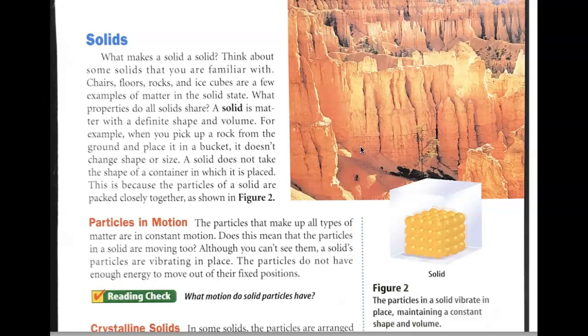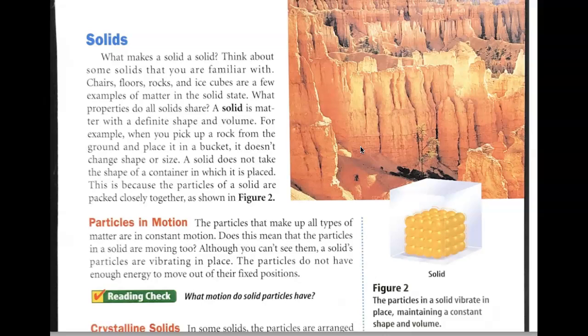Solids. What makes a solid? Think about some solids you're familiar with. Chairs, floors, rocks, ice cubes are a few examples. What properties do they all share? Now, a solid is matter with a definite shape and volume. For example, when you pick up a rock from the ground and place it in a bucket, it doesn't change shape or size. A solid does not take the shape of the container in which it's placed.